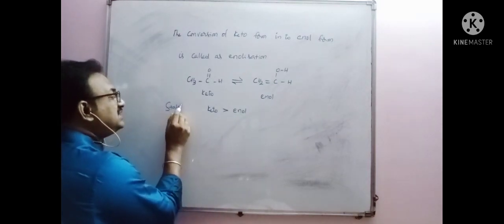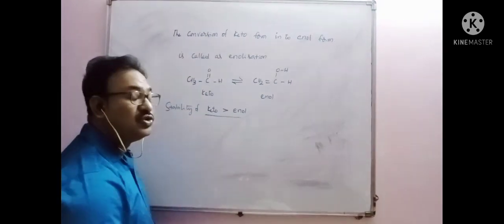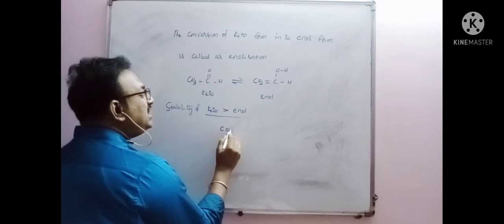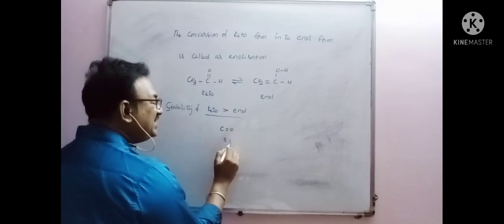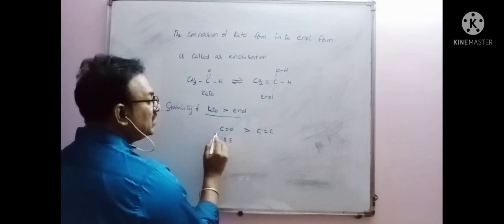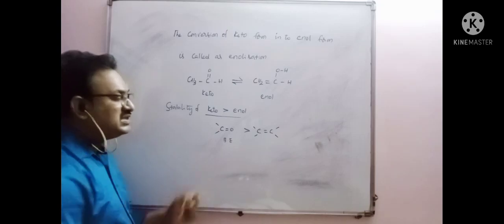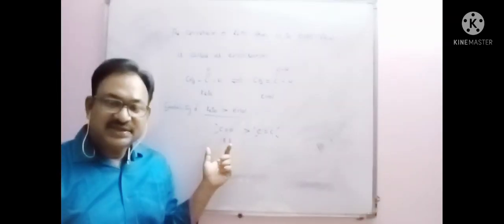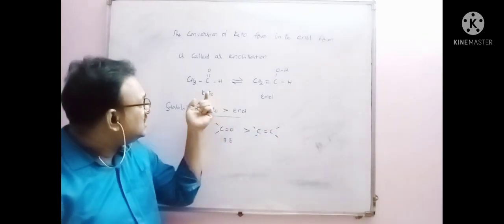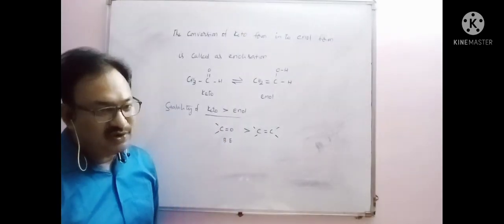All of you please listen carefully and understand. The stability of keto form is more than that of enol form. How? Because the C=O bond enthalpy is greater when compared to C=C. That is the main reason for this stability. C=O is a strong bond when compared to C=C, so here the keto form is more stable when compared to the enol form.